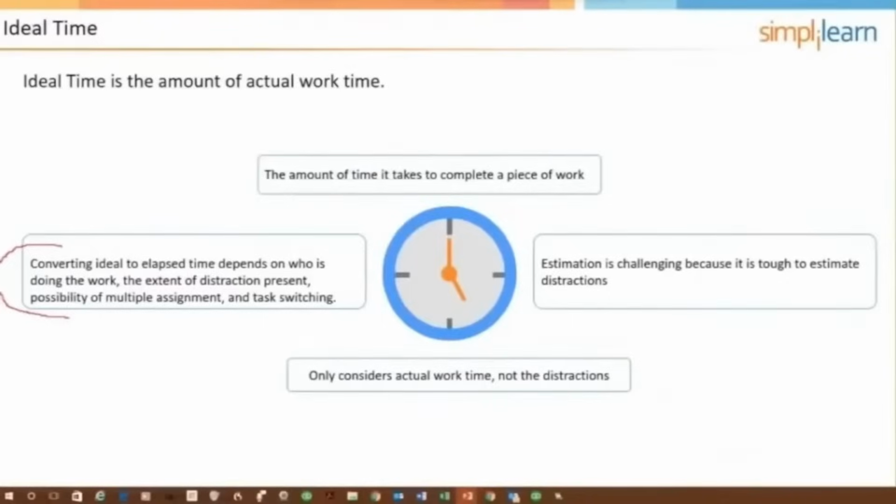I should have circled this box here because we talked about this as well. And then I already mentioned this here, it only considers actual work time, not the distractions. So that's the concept of ideal time.